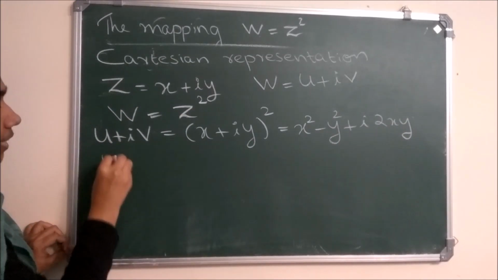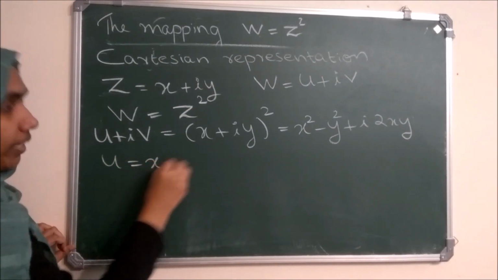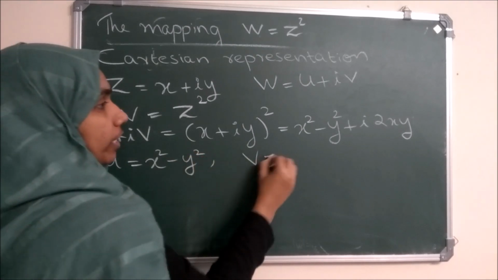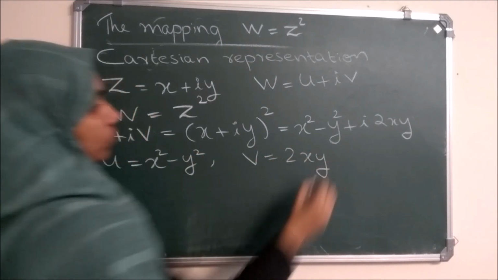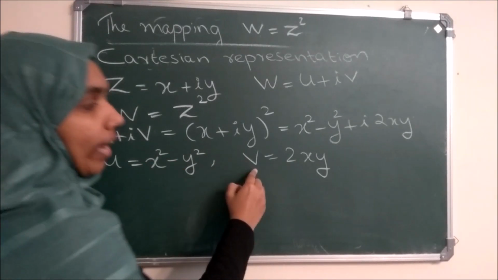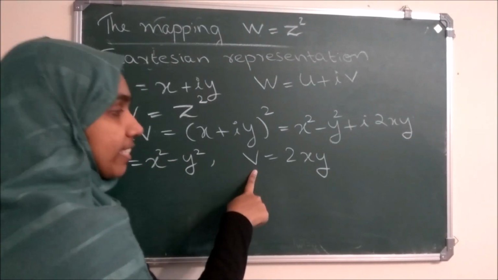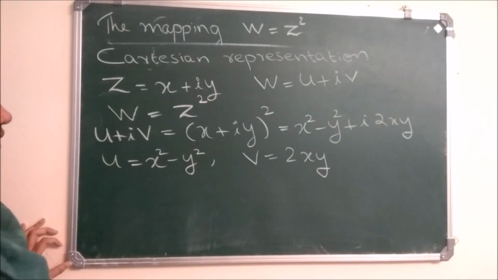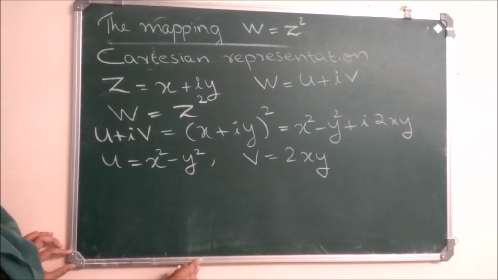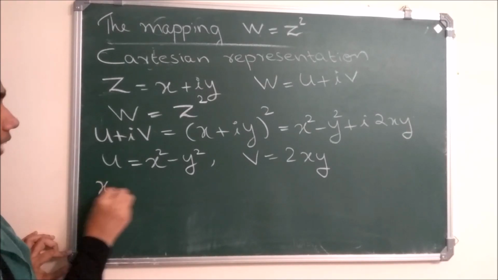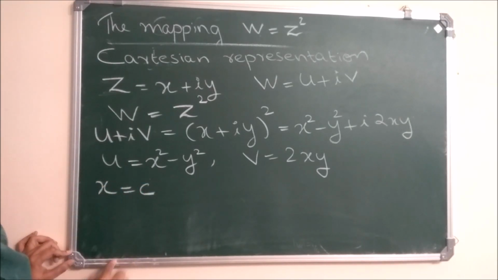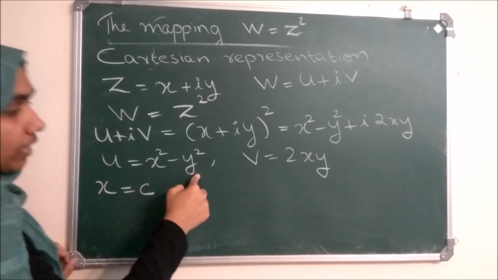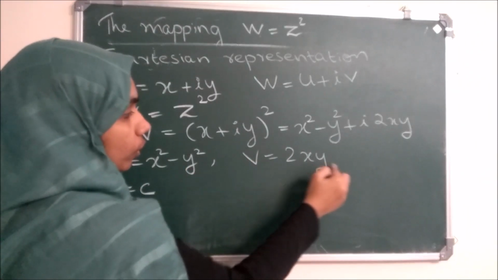So you can see that here U is equal to the real part, it is X square minus Y square, and V equal to 2XY. From this U and V, we can eliminate X and Y and find the image of the given function. For example, if we want to find the image of the vertical line X equal to C, first we have to find the value of U and V. Here we know U is X square minus Y square and V equal to 2XY.